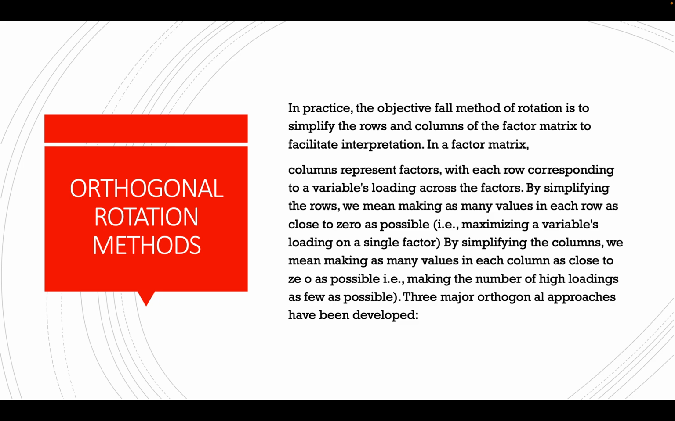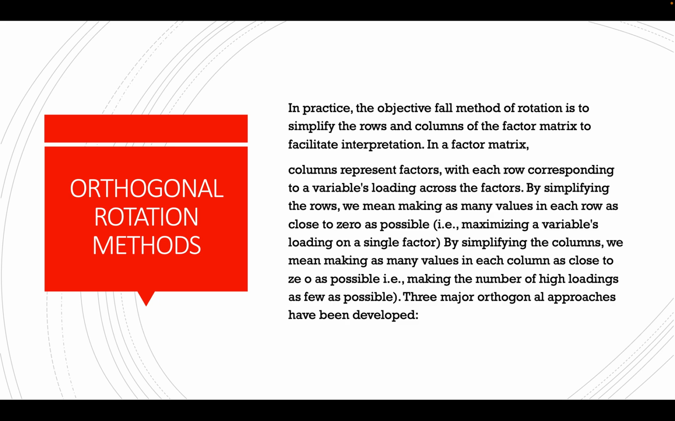In practice, the objective of all methods of rotation is to simplify the rows and columns of the factor matrix to facilitate interpretation. In a factor matrix, columns represent factors, and each row corresponds to a variable's loading across the factors. By simplifying the rows, we mean making as many values in each row as close to 0 as possible, that is, maximizing a variable's loading on a single factor. By simplifying the columns, we mean making as many values in each column as close to 0 as possible, that is, making the number of high loadings as few as possible.